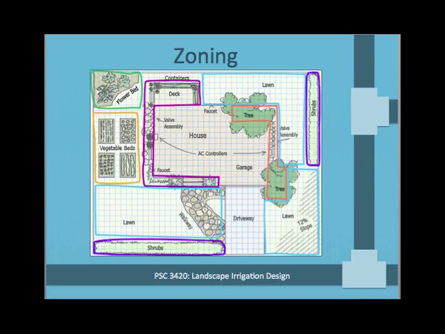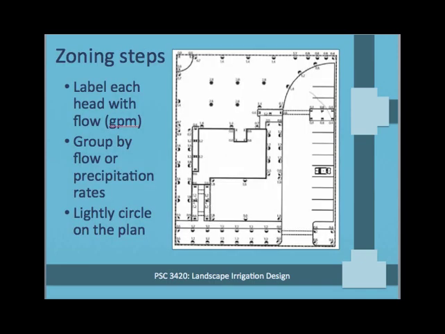Hi folks, so now that we've talked a bit about selecting and laying out sprinkler heads, we're going to continue the discussion with a little bit more information on zoning, which I touched on in the last lecture, but I want to get through some more formal steps so that you feel comfortable with this part of the design process. So with zoning, there are 3 steps that you're going to go through.